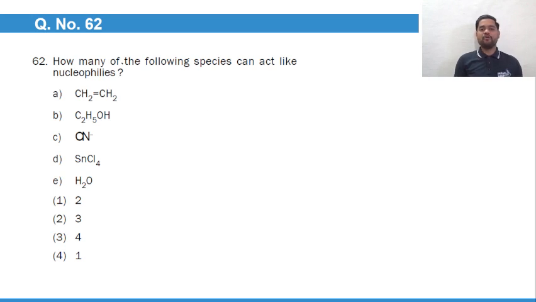62. How many of the following species can act as nucleophiles? This has a lone pair, and hence it acts as a neutral nucleophile. This is an ambident nucleophile. This does not act as a nucleophile because it does not have any lone pair, whereas water again has a lone pair. So out of all these, how many? 1, 2, 3, 4. So option number 3 will be the right answer.